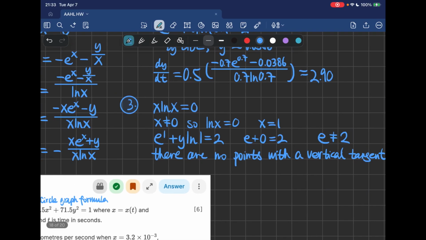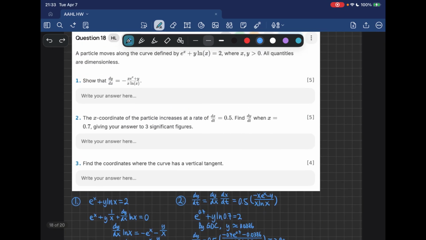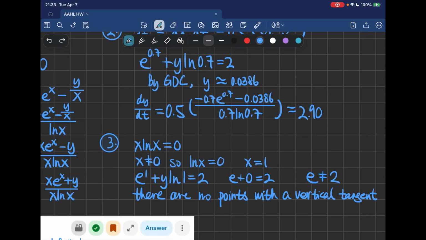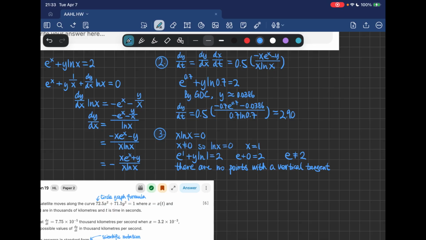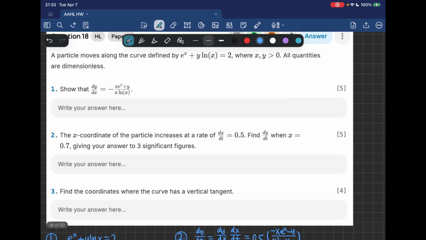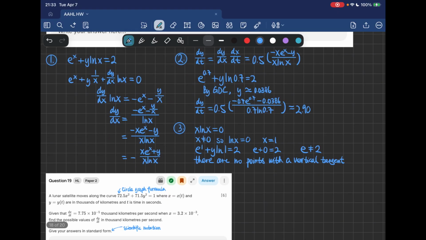So that means x ln x equals 0. But we know that x is greater than 0. So it can only be ln x that equals 0. So when ln x equals 0, we know that x equals 1, because ln 1 always equals 0. So let's find the coordinates, because it's asking us for x comma y. So sub x equals 1 in there, and then try to find y.